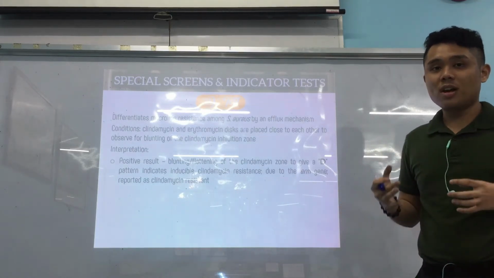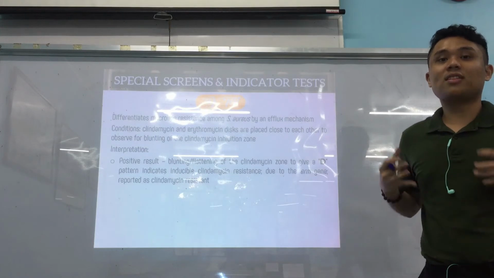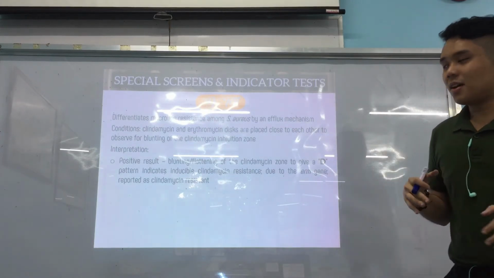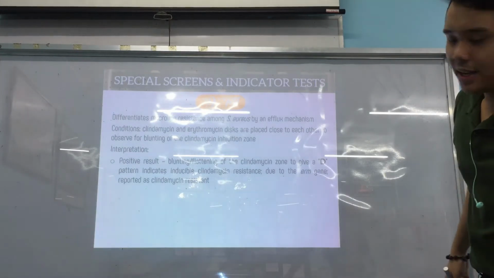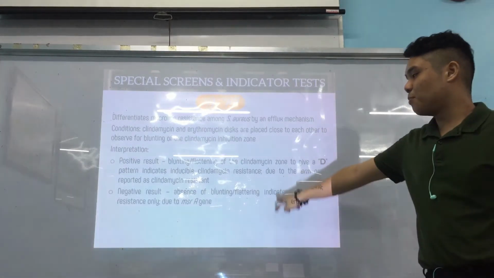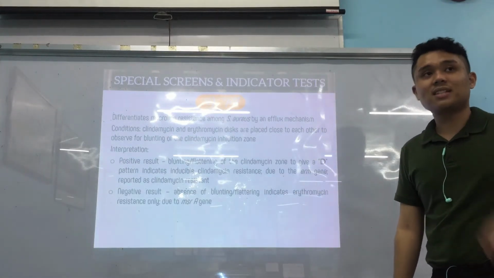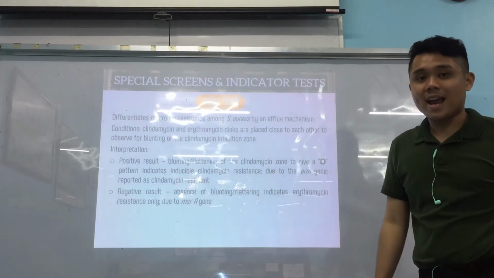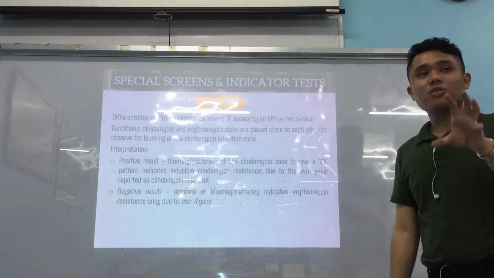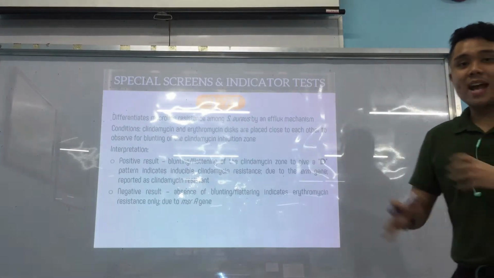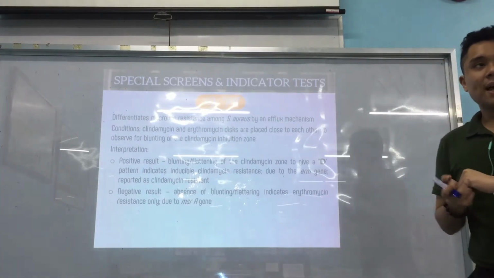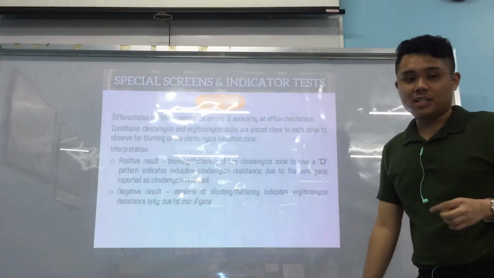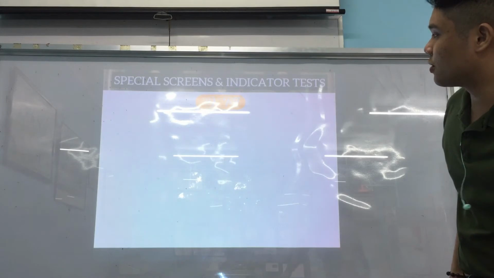Again, when you say inducible, it's a type of resistance contributed or triggered by the presence of another drug. And negative is of course the absence of blunting or flattening, which indicates resistance to erythromycin only. And that is due to the MSRA gene. The ERM gene is responsible for the inducible clindamycin resistance, but for erythromycin resistance only, it's the MSRA gene. So as you can see, there are different results.